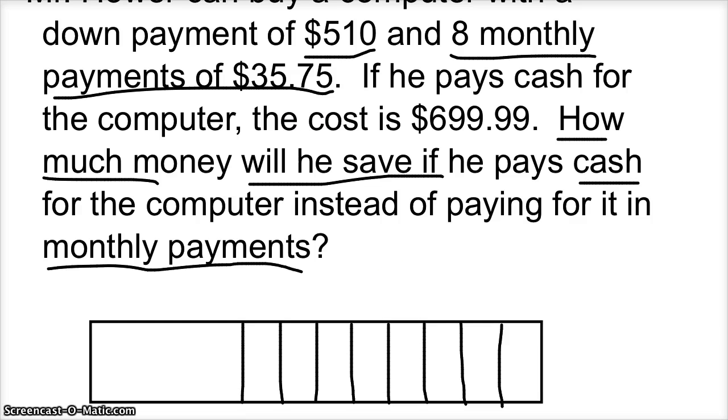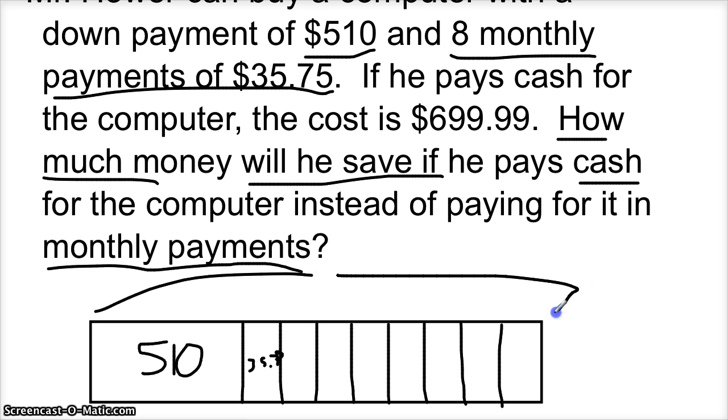All right, I've drawn my tape diagram, and I drew this first chunk a little bit bigger because this is worth a larger amount. So that's $510, that was his down payment. And then he made 8 monthly payments. So 1, 2, 3, 4, 5, 6, 7, 8 of $35.75. So in each one of these boxes goes $35.75. Oh, I can't squeeze it. So this is $35.75, this is 35, this is this, all the way down. So how can we figure out what the total amount of this is?